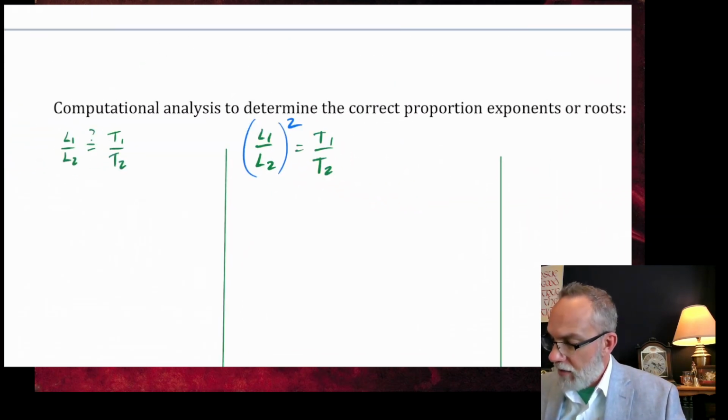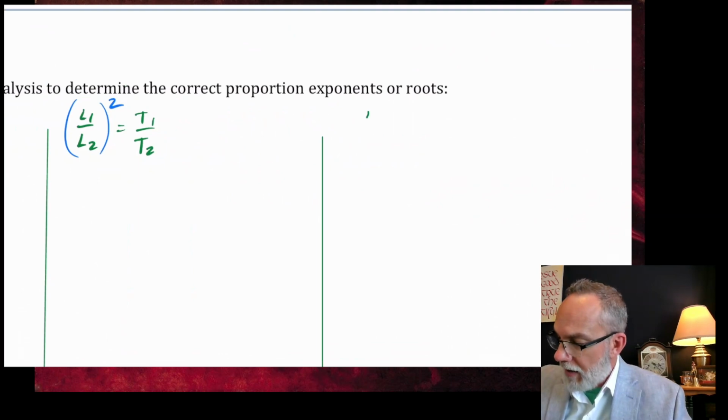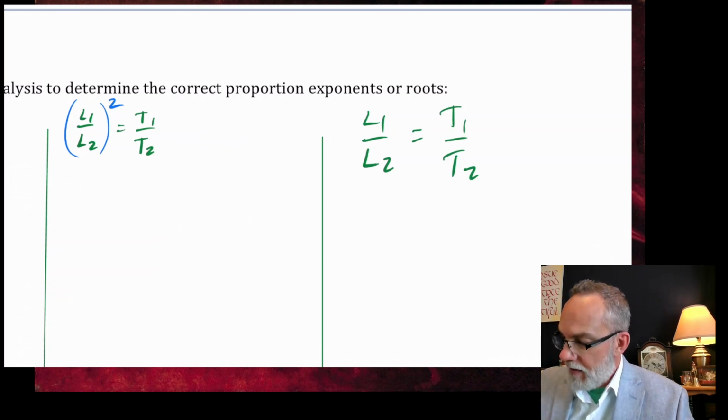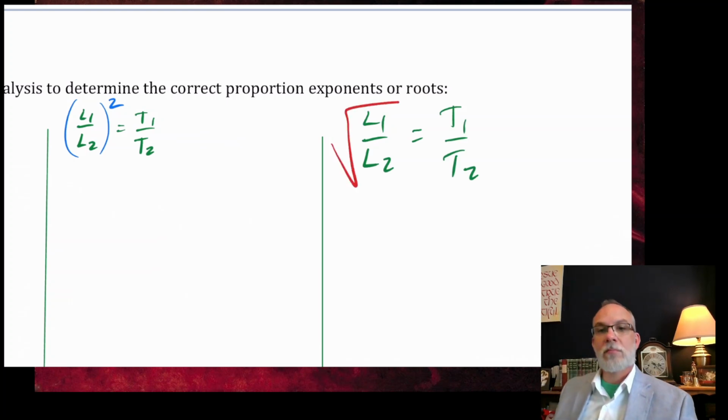Then we're going to try another alternative, which would be length 1 to length 2. Does it equal time 1 to time 2? But this time, if we square root the length. See? And we could try cubes. We could try cube roots. We could try all these different things. These are all the different possibilities that we might have.